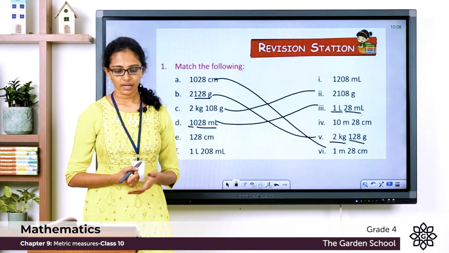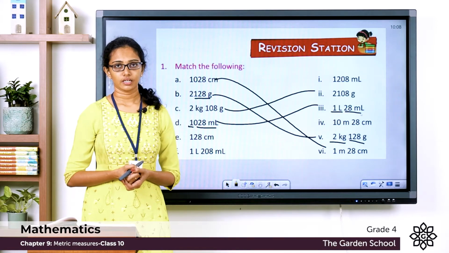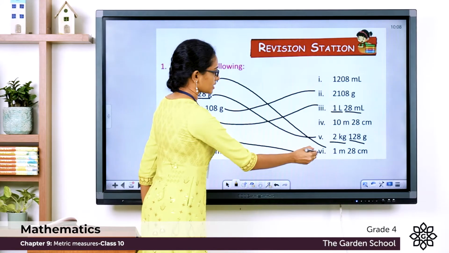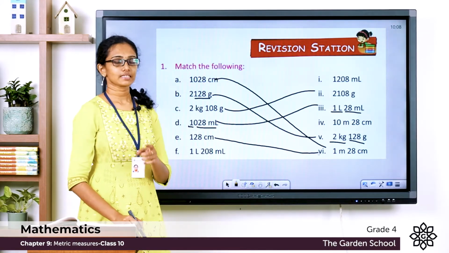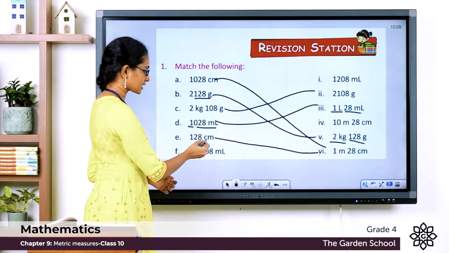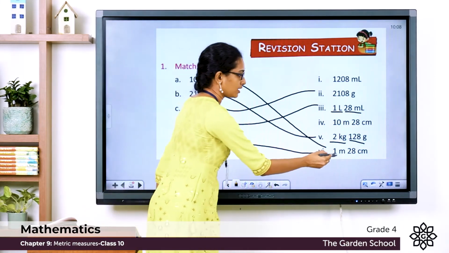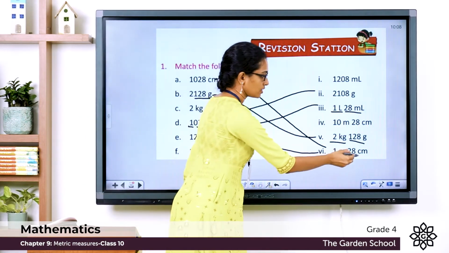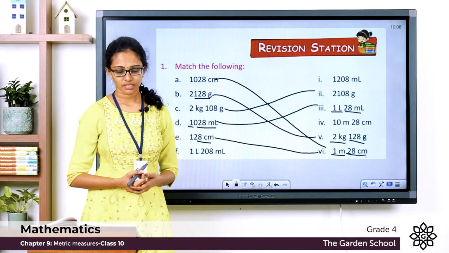Question E, 128 centimeter. So for that, which is the correct match? 128 centimeter is equal to 1 meter 28 centimeter. How did we write that? We know 100 centimeter is equal to 1 meter. Now what is left? 28 centimeter is left, that we have written here. So I hope this is clear to you.